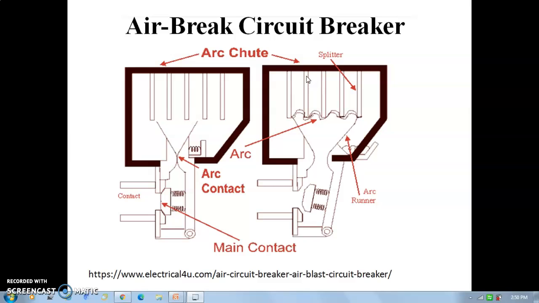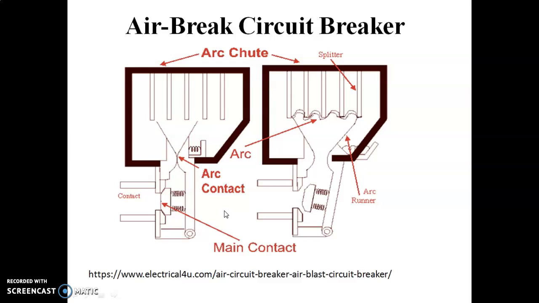It is split by the arc splitters. These are the splitters. A blowout coil is employed to provide the magnetic field to speed up the arc movement and to direct the arc into the arc splitters. The blowout coil is not connected in the circuit permanently. It comes into the circuit by the arc automatically during the breaking process.